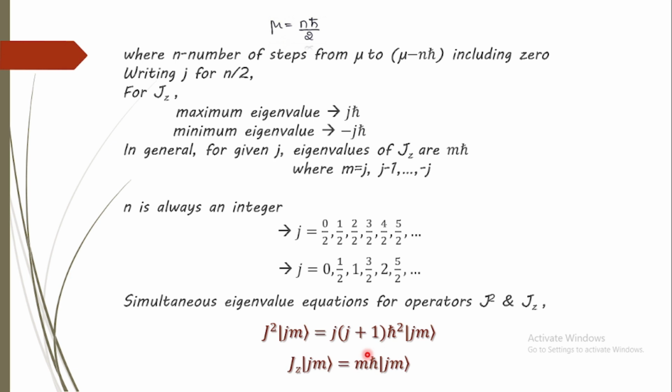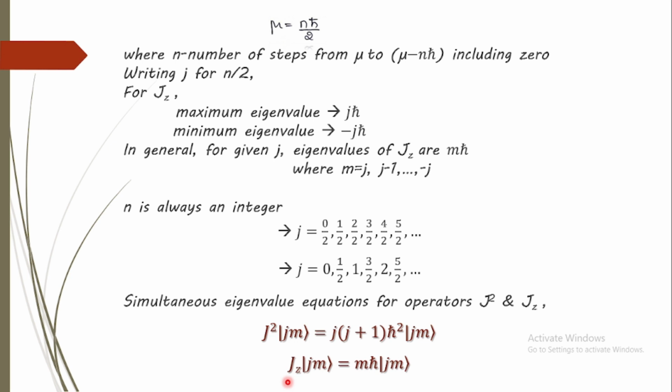And also if we look at the eigenfunction, that is the eigenket, we have denoted it as ket jm. So why jm? Because j corresponds to the eigenvalue of operator j square, and m corresponds to the eigenvalue of operator jz. And we know that both are linked to each other. So in j square we have the component of square of jz also. But however, their commutation relation gives us the value as 0, that is they are commuting with each other.